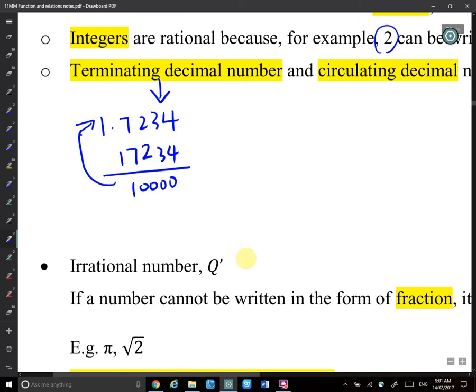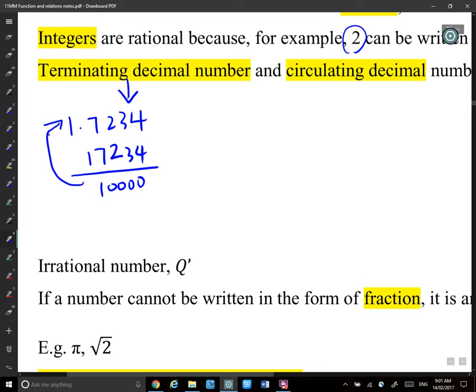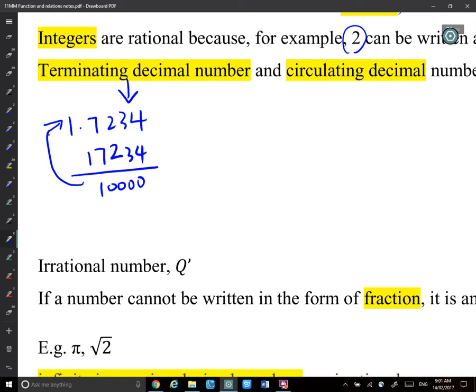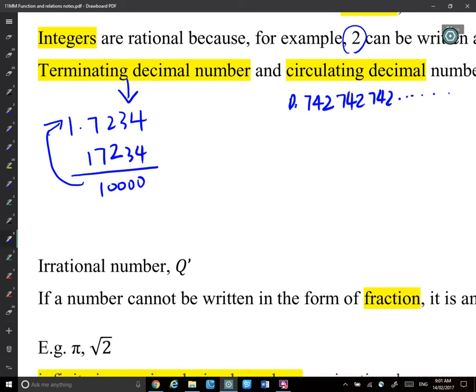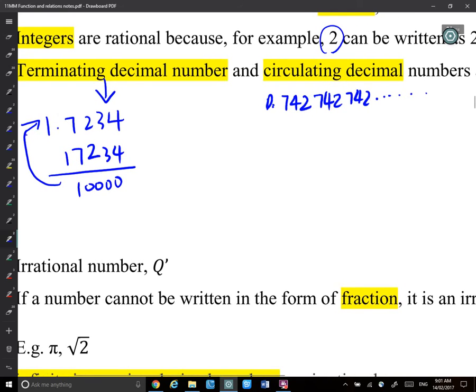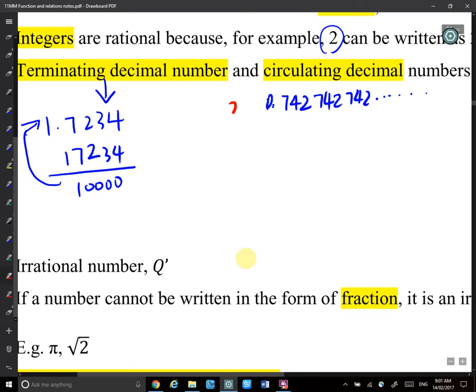And the last type will be circulating decimals. There will be infinitely many decimals, but it's circulating. For example, let's say we have 0.742, circulating all the way back. So we can write that into fraction form for sure. If you want me to prove that for you, I will make an assumption like this. Let me just give you one example, and you can think about how to deal with the others. You know that 0.33333 equals 1/3, right? That's the easy one to think about.